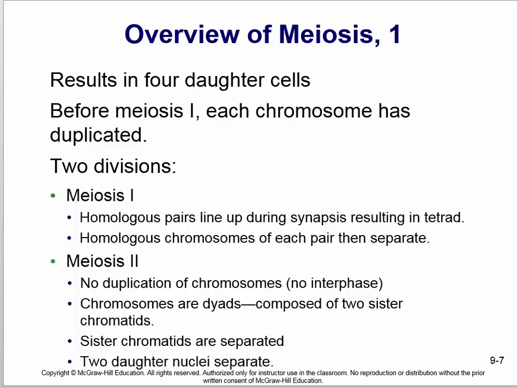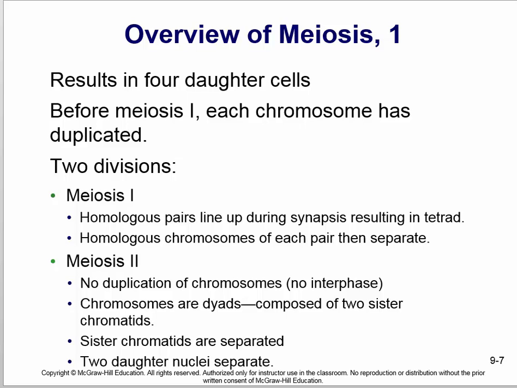Just to recap, in meiosis, chromosome separation occurs twice, during meiosis 1 and meiosis 2, and we'll talk about that in just a second. During meiosis 1, homologous chromosomes pair as tetrads at synapsis, crossing over occurs, and the chromosomes may be referred to as dyads in meiosis 1.